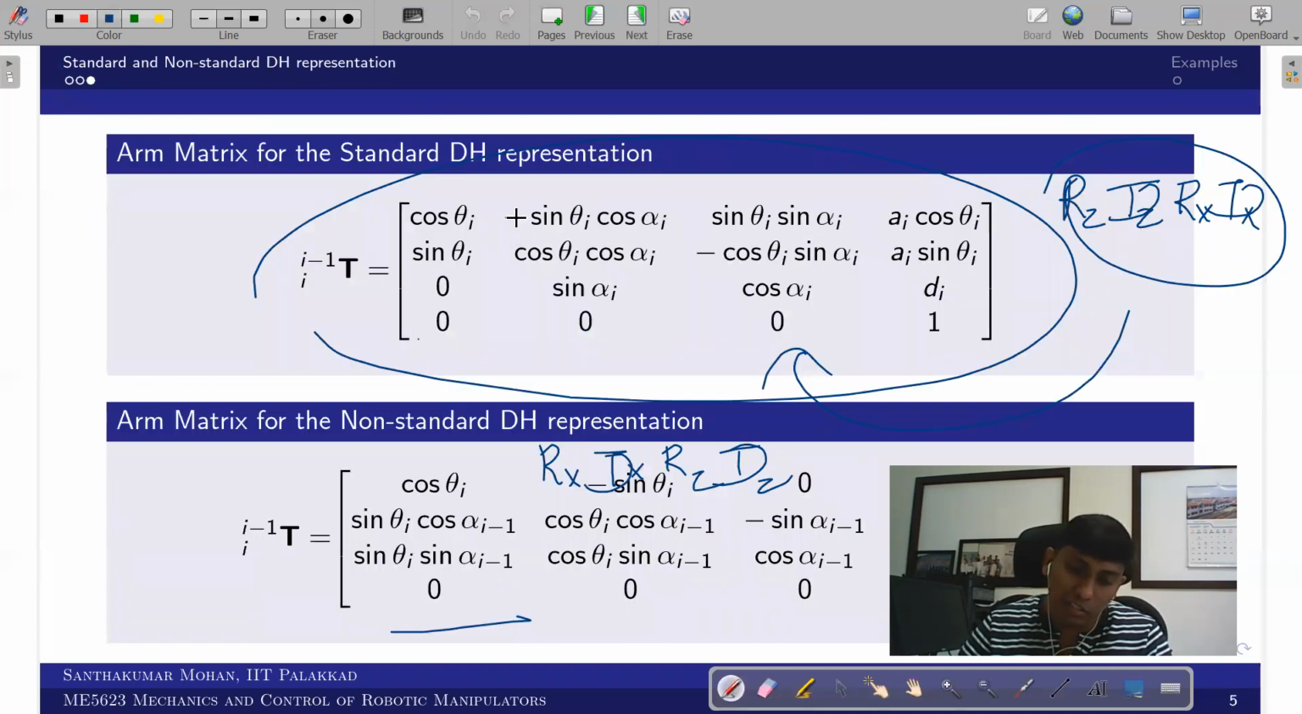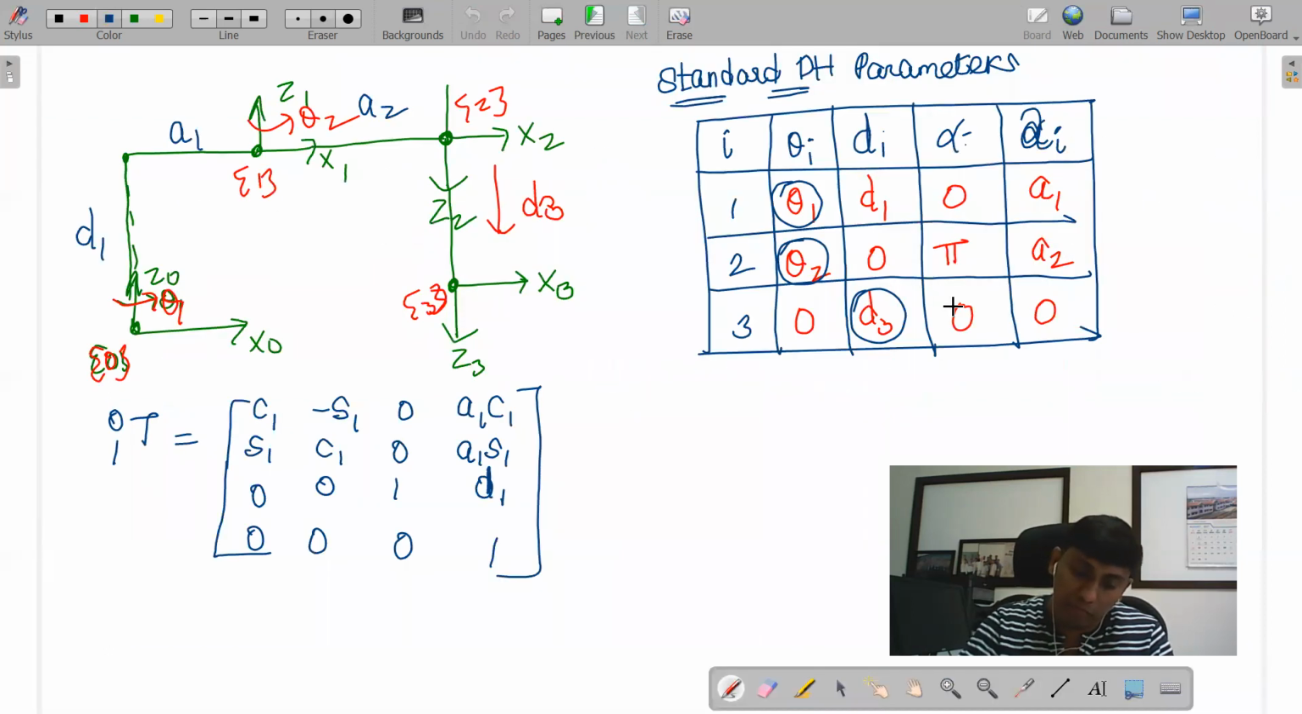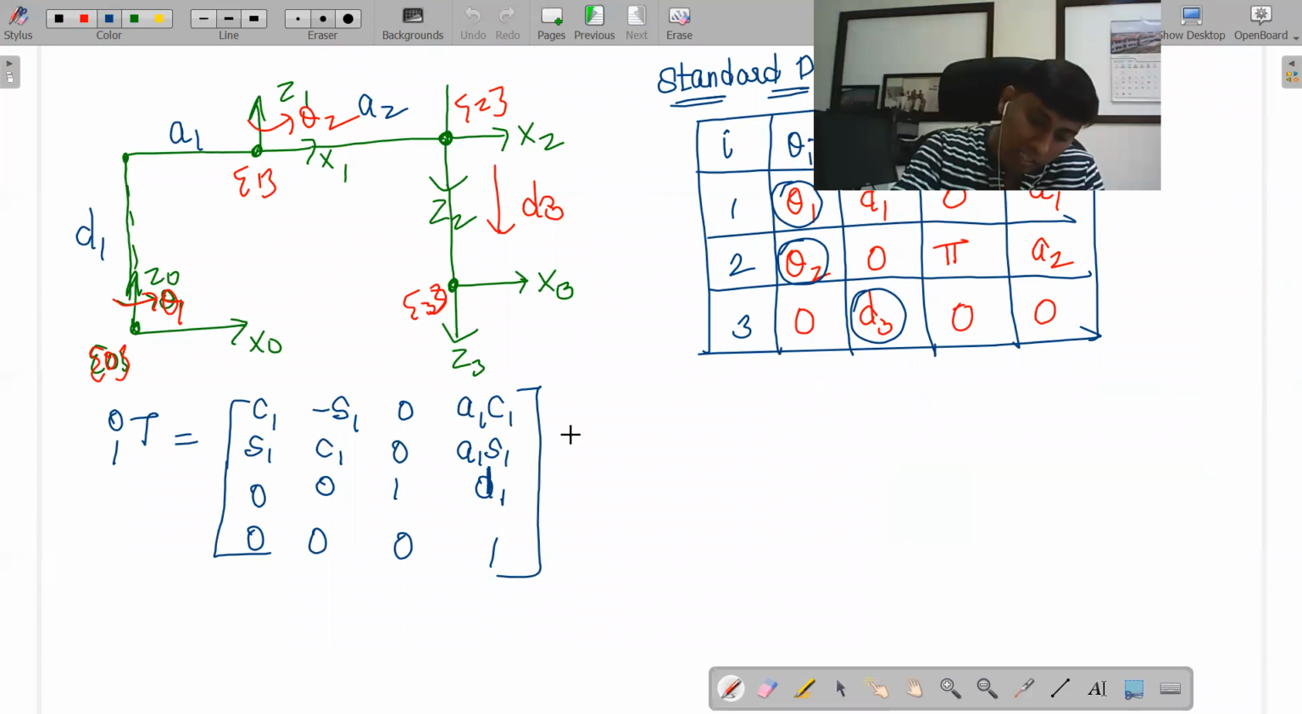You see alpha is 0, theta i is theta1, a i is A1, and d i is D1. So you substitute, this becomes C1, where C1 means cos theta1. Alpha is 0, so this becomes 1. This also becomes 1. This is minus sin theta1. This is cos theta1, and this is sin theta1. These two are 0 because alpha is 0. Here alpha is also 0, so it becomes 1. This is 0, right? And this is D1. So like that we have substituted, and similarly T1 to 2.